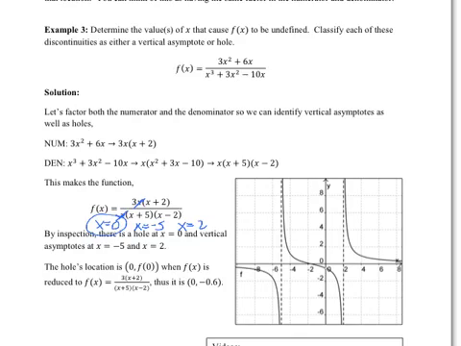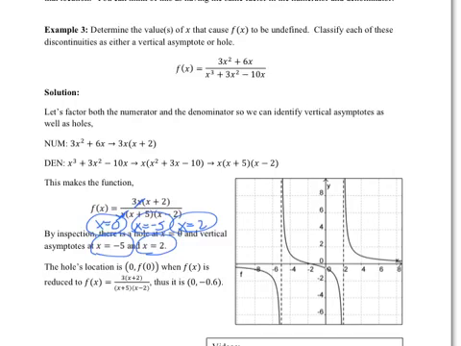Remember, when the same factor appears in the top and the bottom, we have a hole because the function's value is indeterminate there. But at the other two locations, we're going to have vertical asymptotes. So the asymptotes are at x equals -5 and x equals 2. And we can see that in our graph right here. At -5 and at 2, there's our vertical asymptotes.